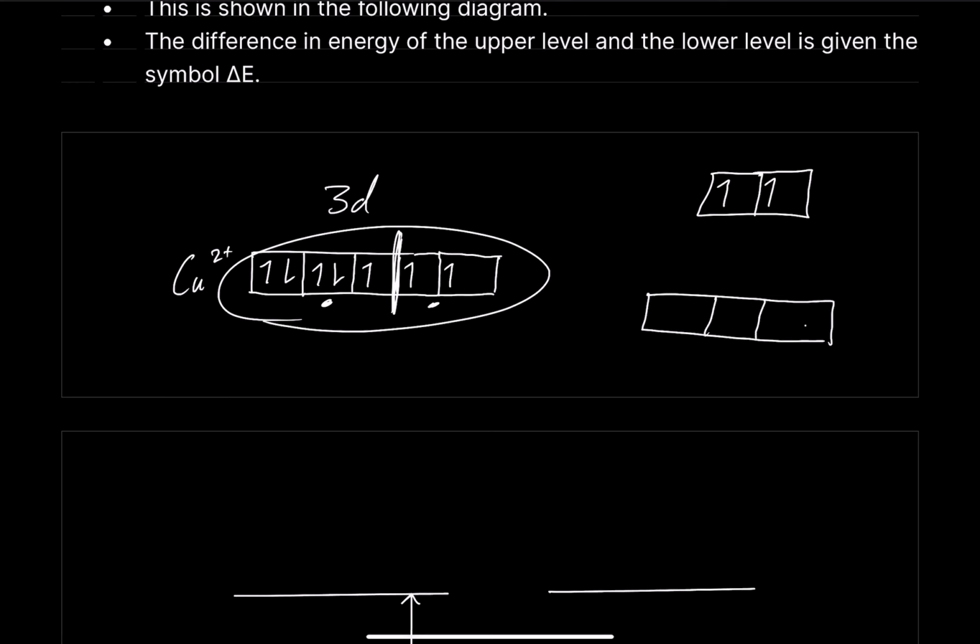And once you do that, we form something here called an energy gap. So let me just finish off that. And this gap here is the energy gap, the difference in energy between the two orbitals.